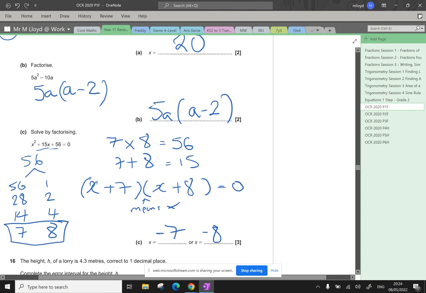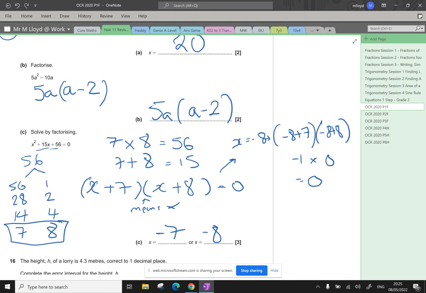Let's look at why. So if we substitute in x equals minus 8, we'd have minus 8 plus 7, and we'd have minus 8 plus 8. Minus 8 plus 7 is negative 1. And that's going to be multiplied by minus 8 plus 8, which is 0. Anything multiplied by 0 gives us 0, which is what we want because this was equal to 0. And the same thing is true for the other bracket.